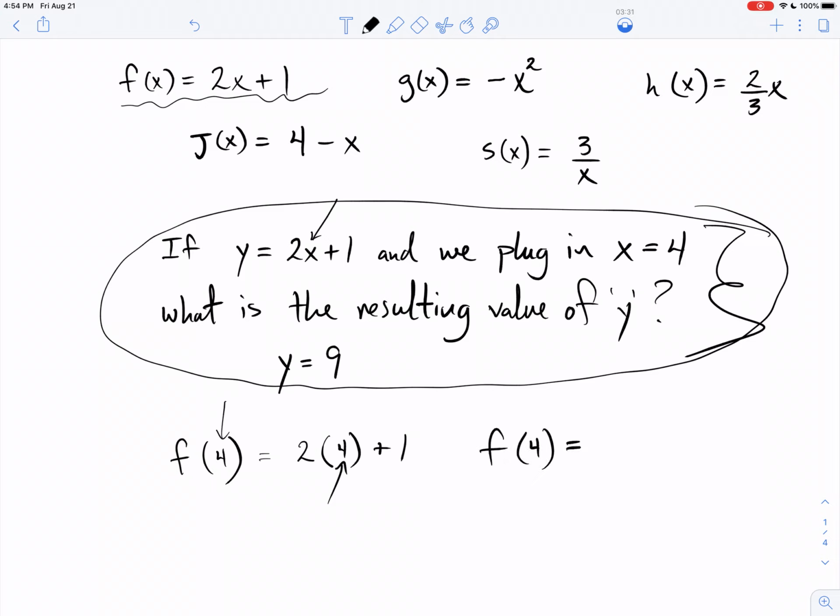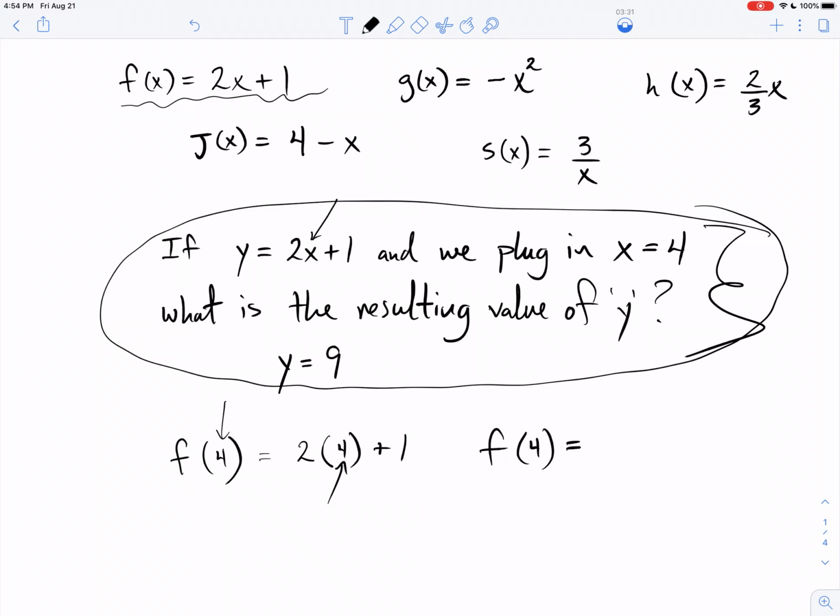Hey, guess what? If I said, what is j of 4? What do I want you to do? Well, now I want you to look only at this guy. I don't want you to look at any of the other functions. Just look at j. And what does that mean? It means wherever you see the x, replace it with the number 4. So instead of 4 minus x, I would say 4 minus 4. Well, what's 4 minus 4? It's 0. So you can shorthand. This is like a way to take shortcuts. j of 4 equals 0.